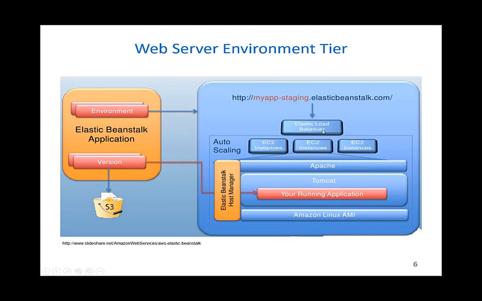Beanstalk automatically creates an Elastic Load Balancer for you, an auto-scaling group consisting of one or more EC2 instances. Each EC2 instance includes an Apache web server and a Tomcat application server, all running on an Amazon Linux AMI. The important thing to note is each EC2 instance has an Elastic Beanstalk host manager installed. When you deploy, your application ends up in an S3 bucket. Beanstalk takes that application version and deploys it via the host manager to each of your EC2 instances.